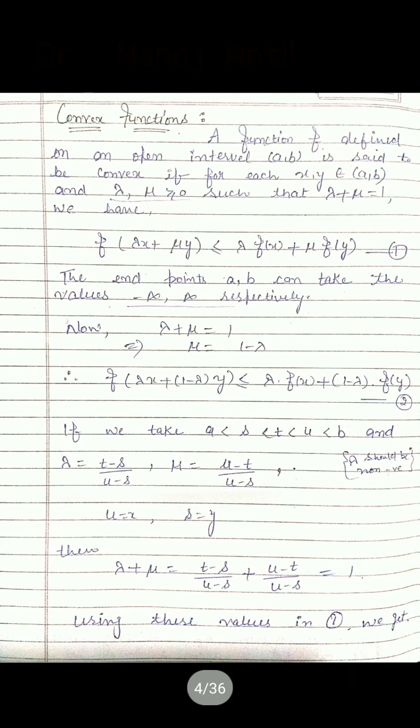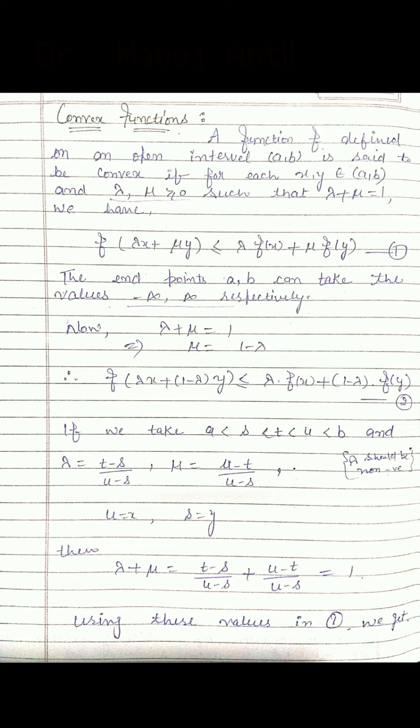So we are defining convex function now after convex set. We are saying that a function f defined on an open interval (a, b) is said to be convex if for each x, y belonging to (a, b) and lambda, mu greater than or equal to 0 such that lambda plus mu equals 1, we have f of lambda x plus mu y less than or equal to lambda f(x) plus mu f(y).